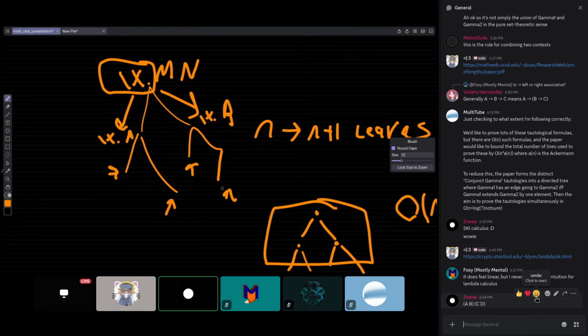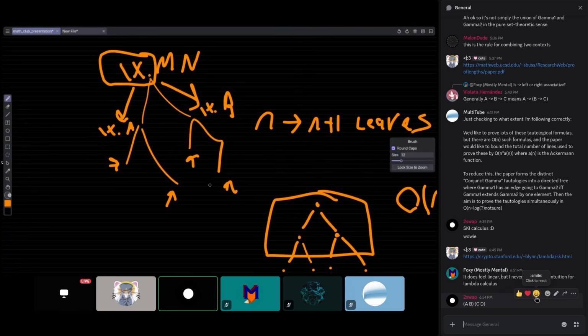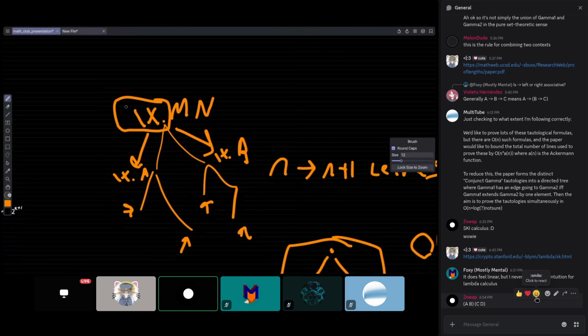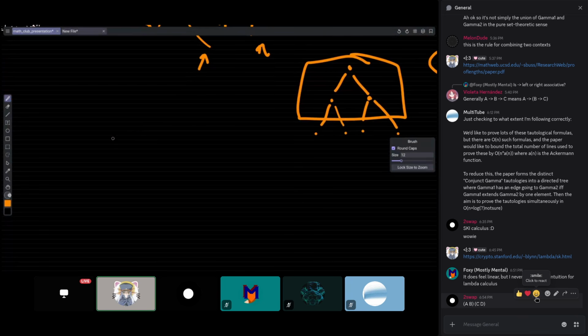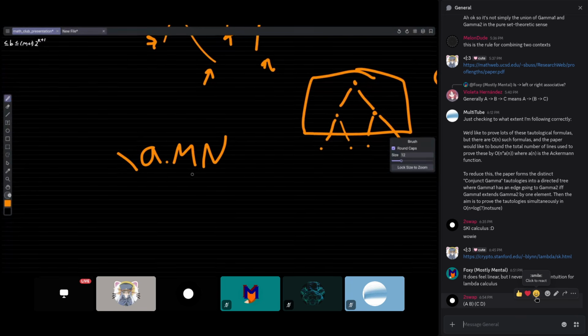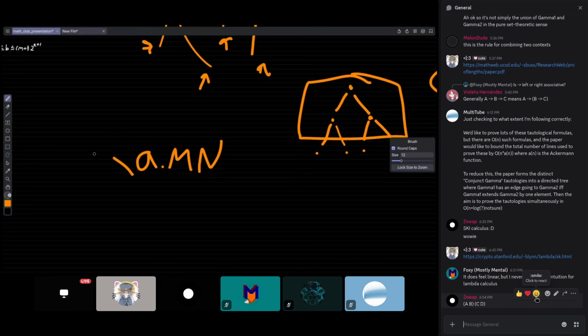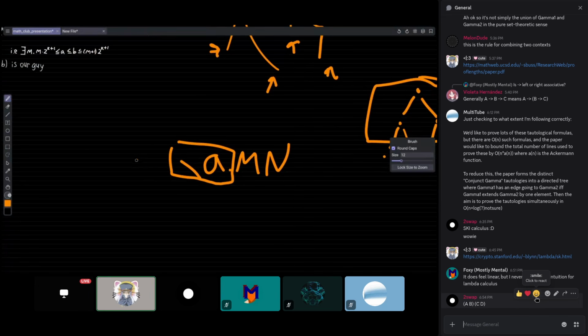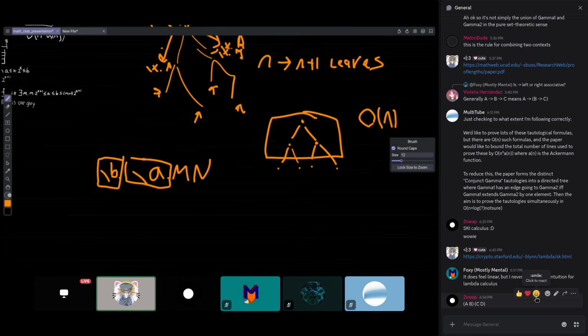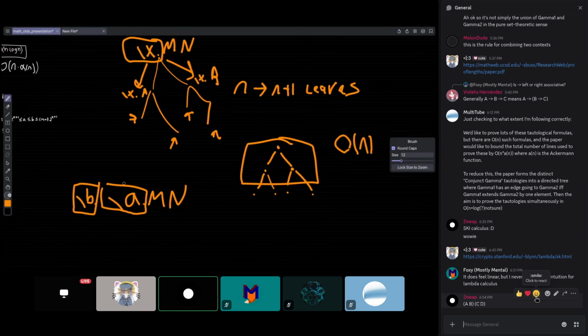When you say binders, do you mean instances of bracket abstraction on lambda something dot mn? Yeah, yeah. So this would be a binder. This would also be a binder. Oh, I see. Okay, I get it.